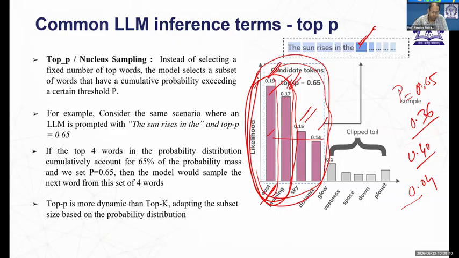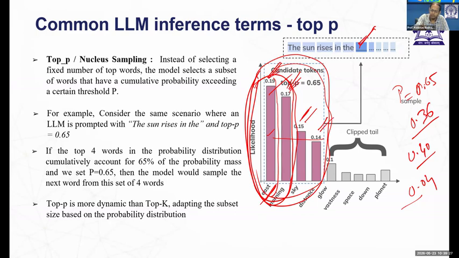So top P is more dynamic than top K, adapting the subset size based on the probability distribution. Because in top K, you have to specify a number and you do not know this probability distribution. What is the problem in the probability distribution? You do not know the scores: 0.19, 0.17, 0.15, 0.14.